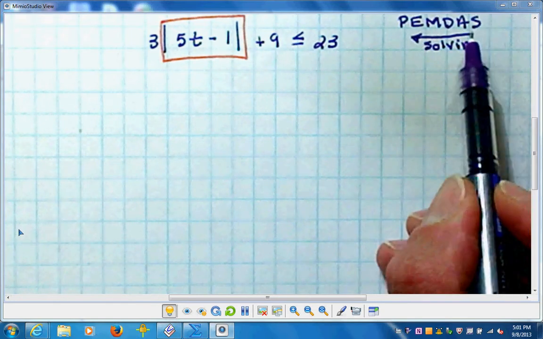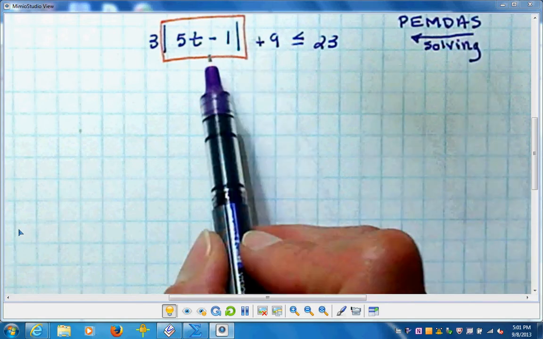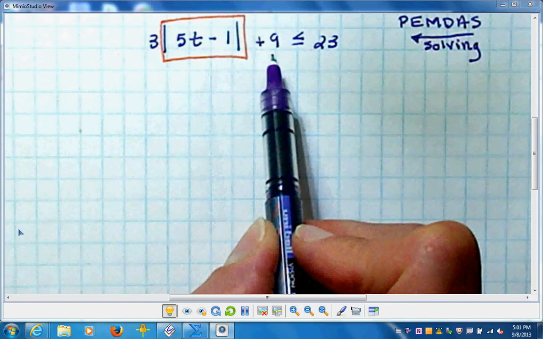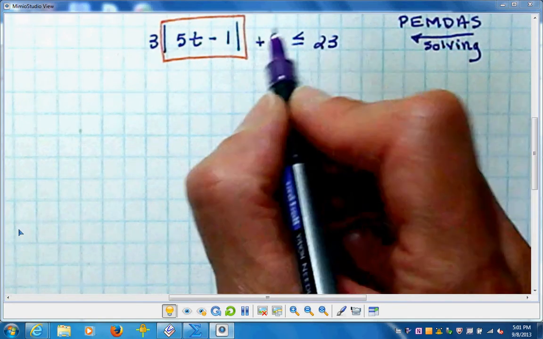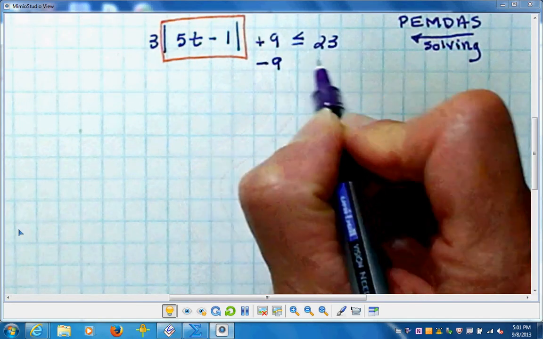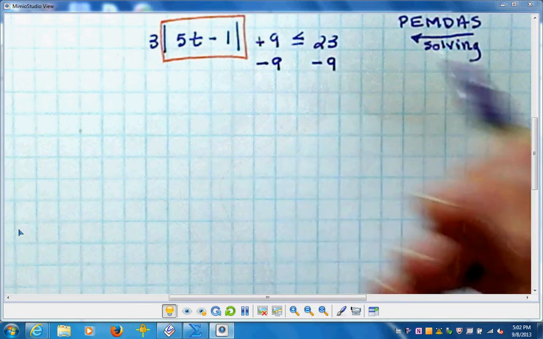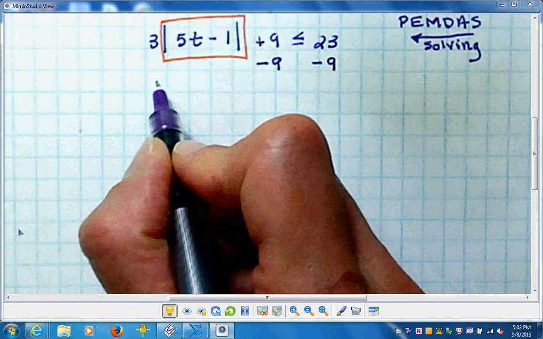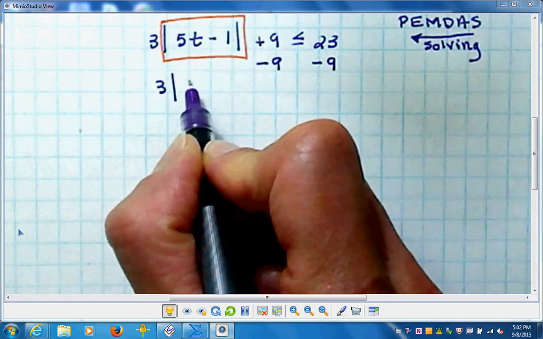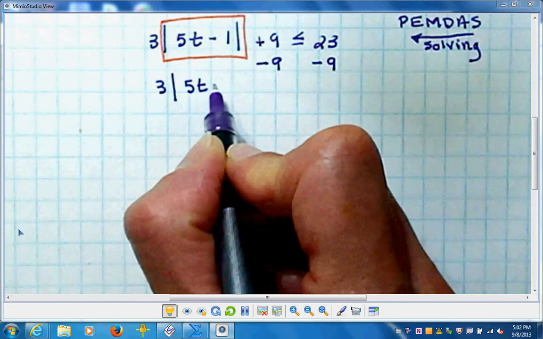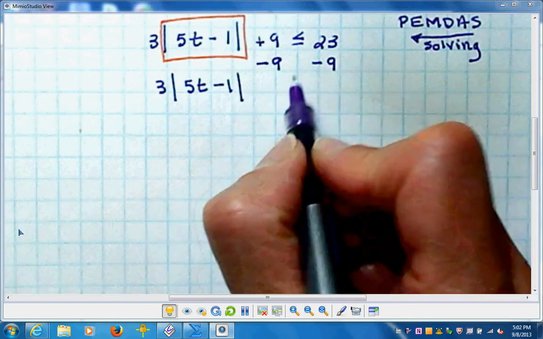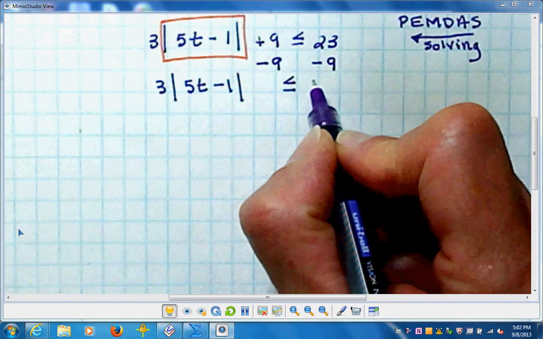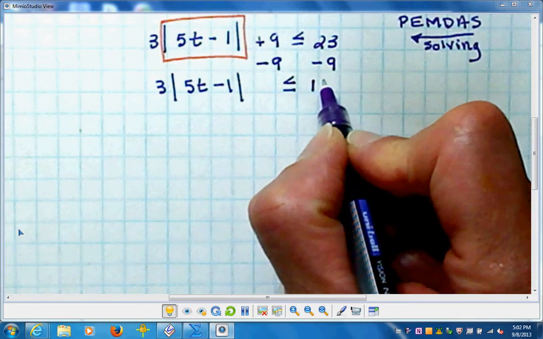So do I have anything that's being added or subtracted to my absolute value? Well, I do right here. I have a 9 being added, so I have to unadd 9, which means I'm going to subtract 9 on both sides. So that gives me 3. My absolute value signs are still there. I haven't gotten rid of it yet. And that's going to be less than or equal to 14.